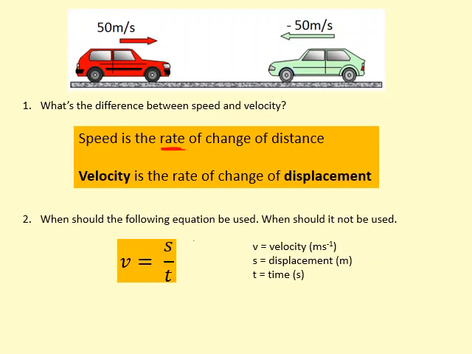Okay, so the equation here is velocity equals displacement over time. We use the symbol S for displacement, and this equation should only be used for things that are moving at constant speed or constant velocity. So for example, if it's constantly moving at 5 meters per second or minus 5 meters per second, it's not changing that speed. If anything is accelerating or decelerating, you should not be using this equation.